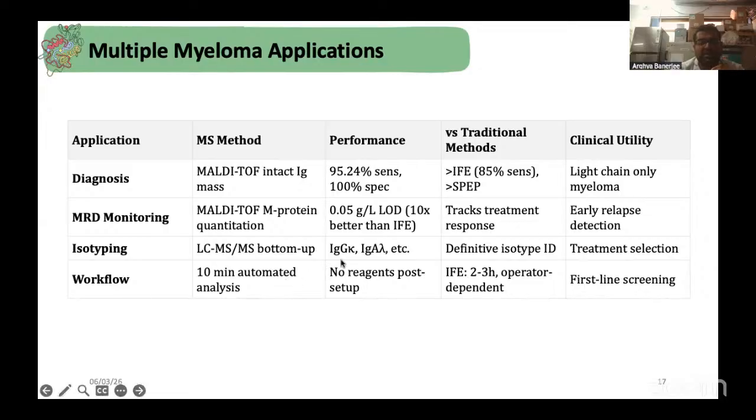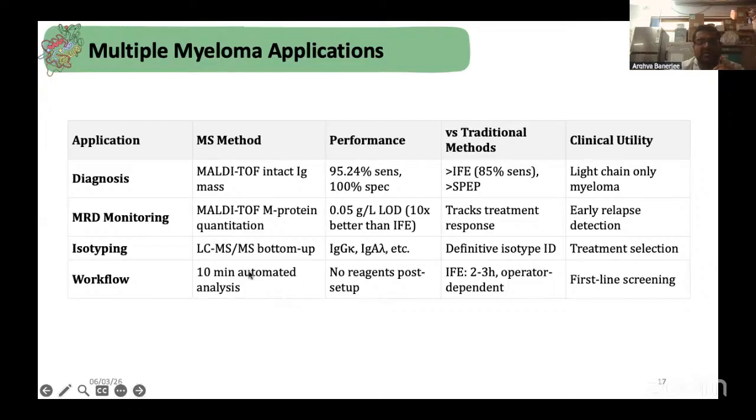You can detect the IgA kappa and IgA lambda antibodies, IgG kappa and IgA kappa antibodies. That is definitely for isotype ID, and this is the treatment selection for which kind of multiple myeloma, what therapeutic interventions can be done.